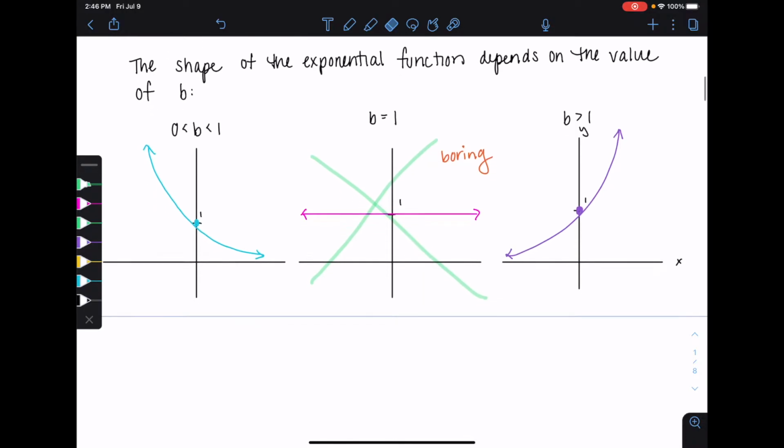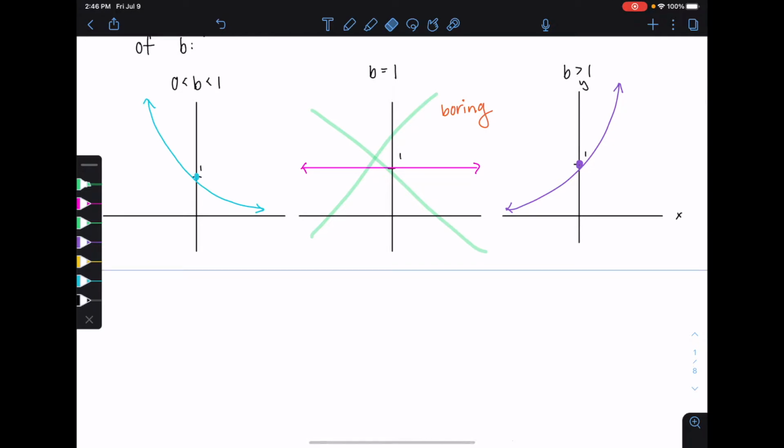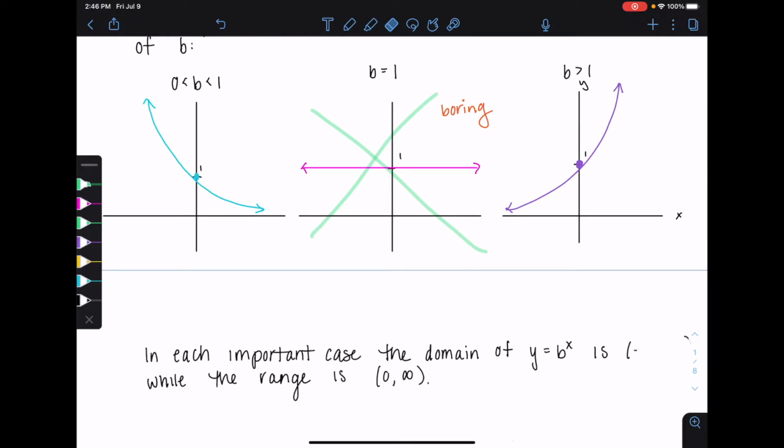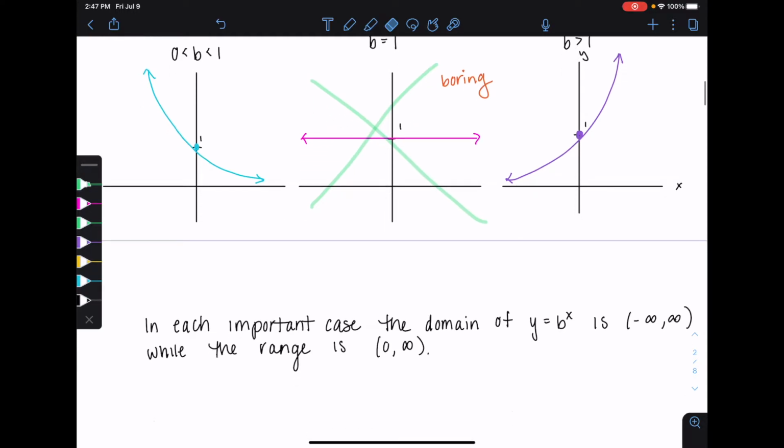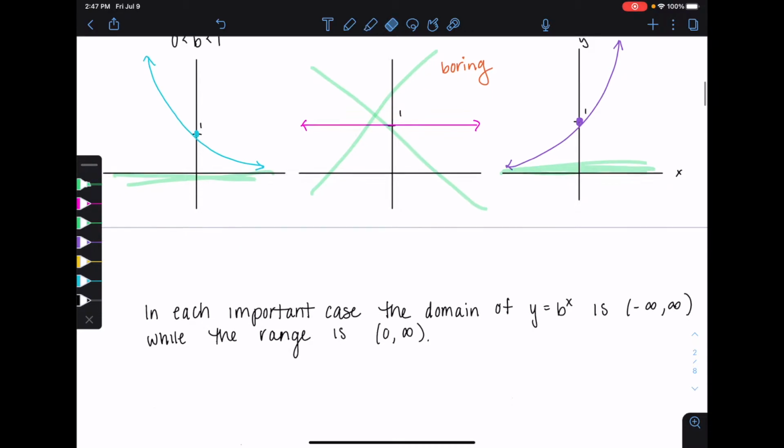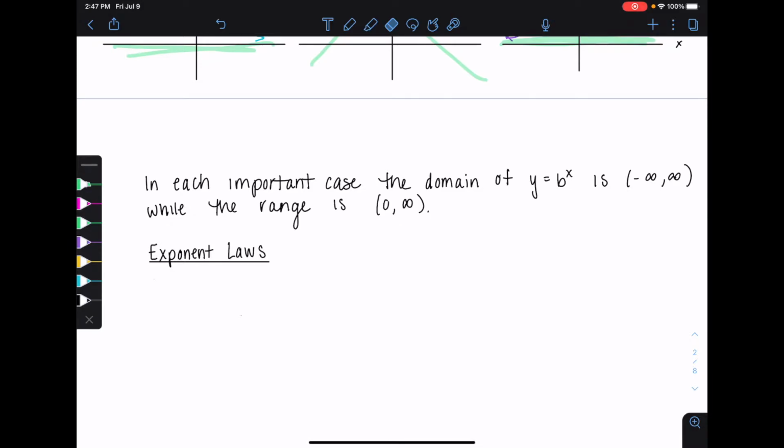But the thing that's really important in all of these situations, the domain is from negative infinity to positive infinity. The range is from 0 to infinity. So if I take a positive number and I raise it to an exponent, I'm never going to get something negative. I also never actually have that exponent giving us something that equals 0. Okay. So let's take a look at some of our exponent laws that we've used pretty frequently.